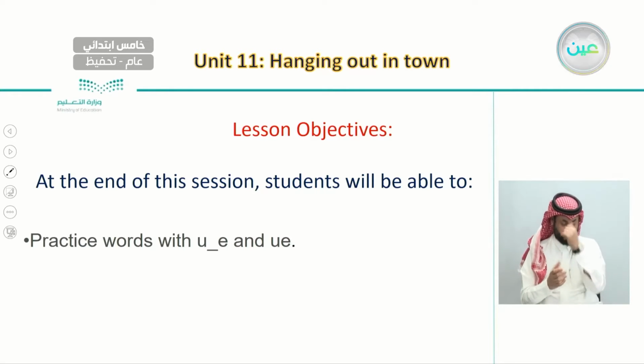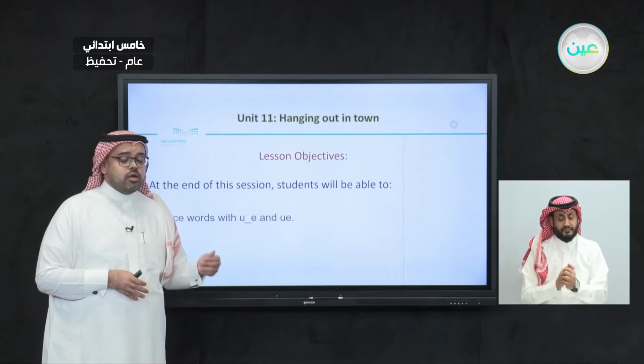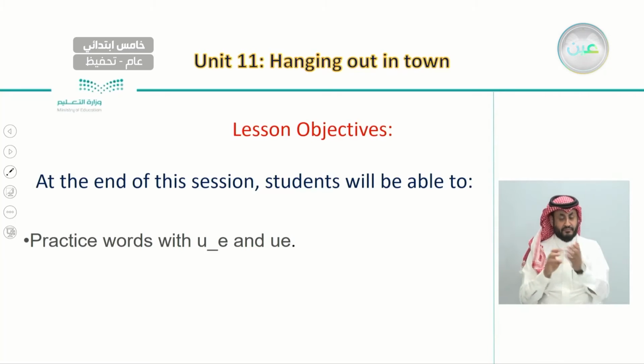So now let's get to know our objectives in today's lesson. At the end of this lesson, we hope that you will be able to practice words with UE, a U and E at the end, or the clever U. So here we have different words that have the clever U, the words that start with U and end with E, or with the UE set of letters.